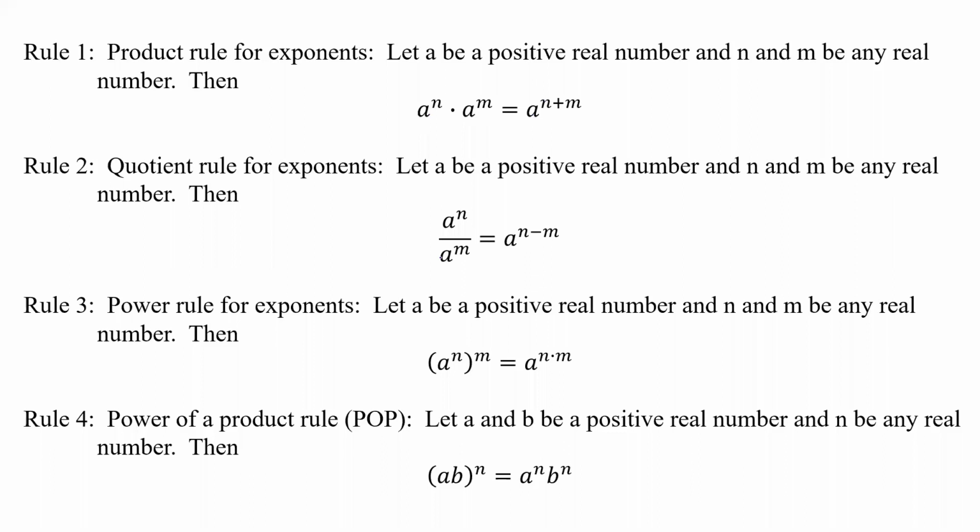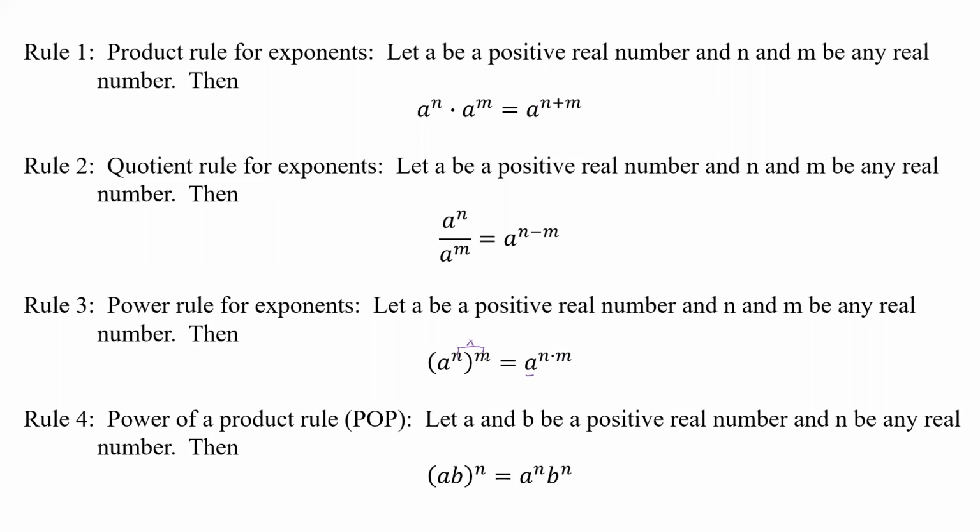Okay. Now, rule 3 says the power rule for exponents. Let a be a positive real number and n and m be any real number. So then we're taking some base a to the n power, and we're going to raise that to the m power. And that's just going to be the base a, and then it's going to be n times m. So now we're going to multiply. When we're taking power to a power, we multiply. When we multiply base times base, then we're going to add their exponents. So that's a key thing to remember. We add when we're multiplying, and then here we multiply when we're taking power to a power.